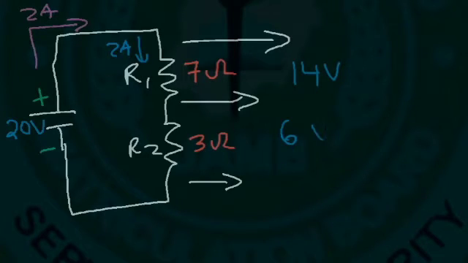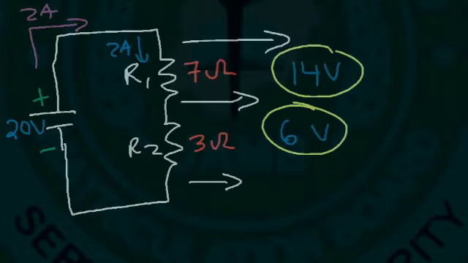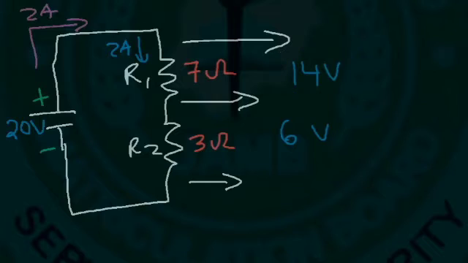Notice that these two voltages are equivalent to this voltage. This is related to Kirchhoff's voltage law, which states that the sum of the voltages around a closed circuit adds up to 0. Now you might be wondering, why does it add up to 0? Because if you add 20 plus 14 plus 6, it appears to be 40. But it's not. One of the values is negative, and the others are positive.